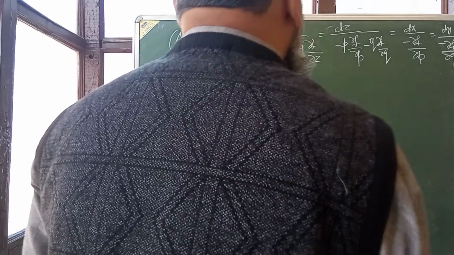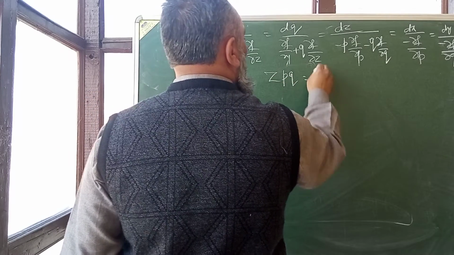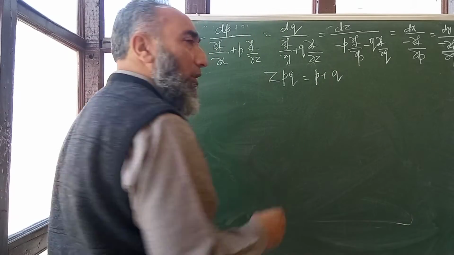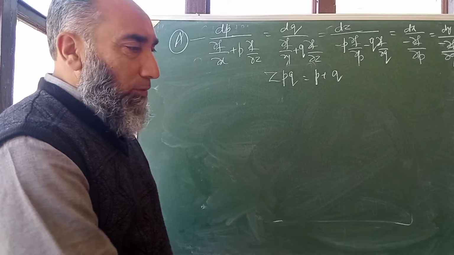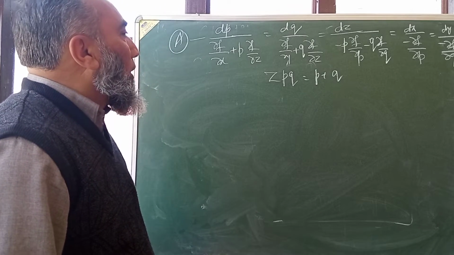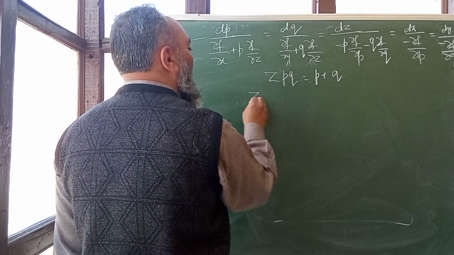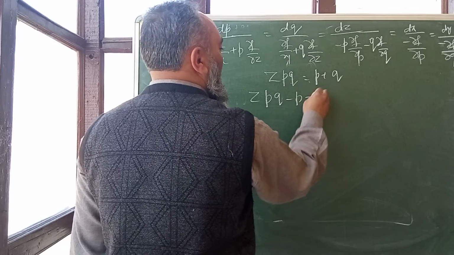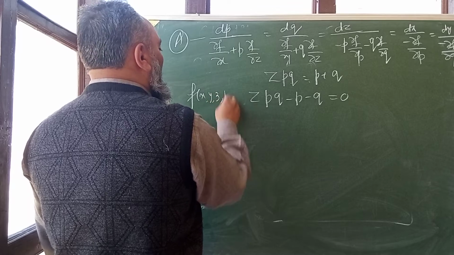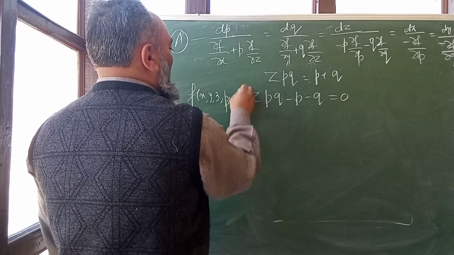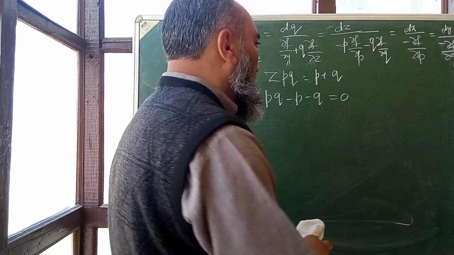See, let me take up zpq equal p plus q. This question I have done right now a few minutes back. Let me write down, this is a function f of p, q and z: zpq minus p minus q equals 0, or you can write p plus q minus zpq equals 0.